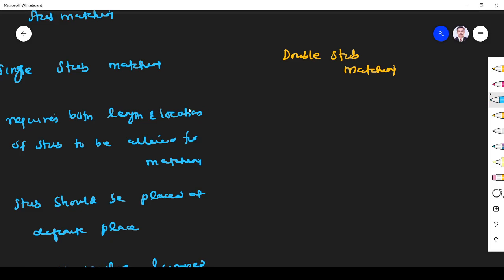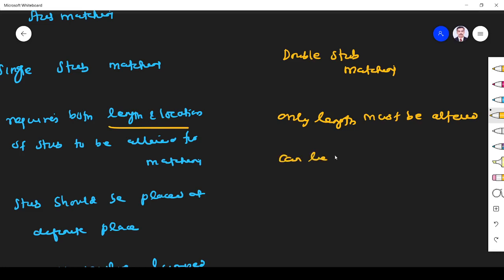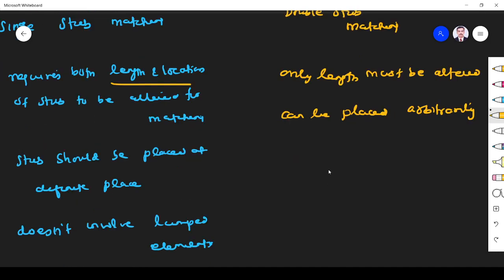In double stub matching, only length must be altered, right? Whereas in single stub, both the length and location must be altered, right? And it can be placed anywhere, arbitrarily. So that is the second thing we must know. That is an important point. So these are all the things we must know.